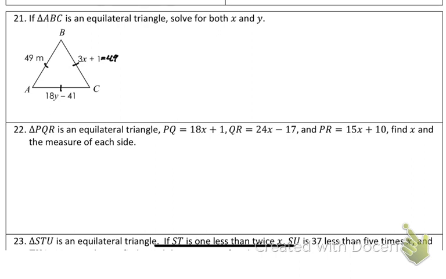49. We should also have 18y minus 41 equals 49. These are just two algebraic equations to find our missing variable. So I have 3x plus 1 equals 49. And the other one is 18y minus 41 equals 49.